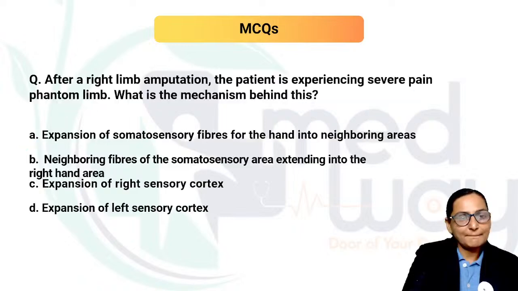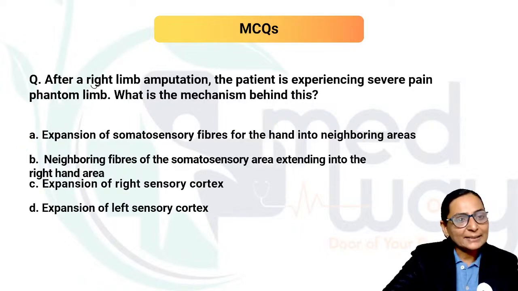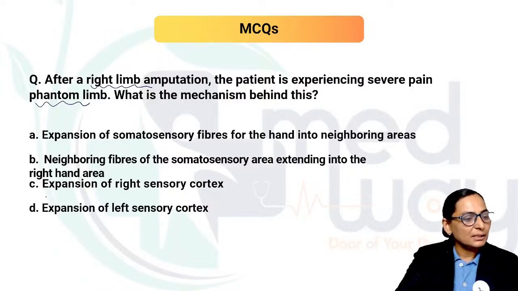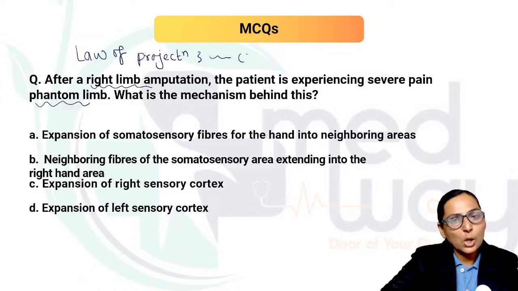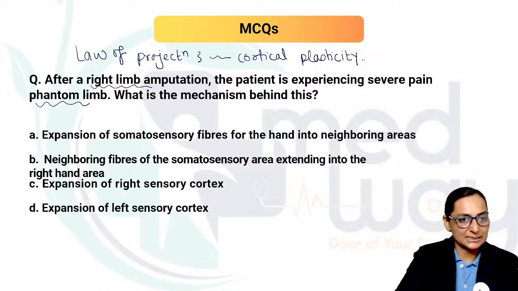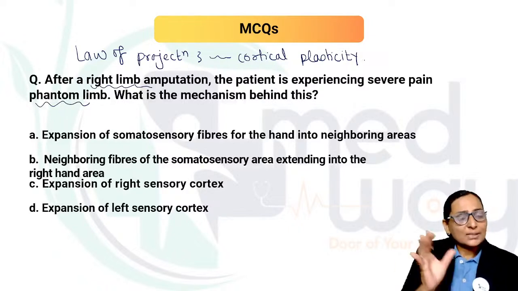Yes. Now, after a right limb amputation, the patient is experiencing severe pain, phantom limb. What is the mechanism behind it? Now we know that when it is a phantom limb, there is law of projection, which is based on the concept of cortical plasticity. Okay? And what is cortical plasticity?